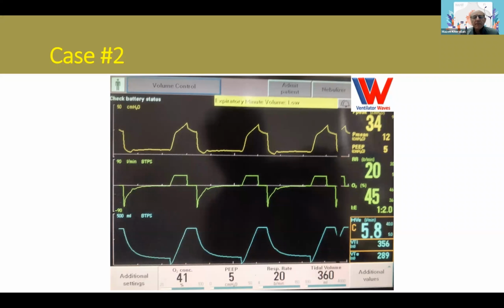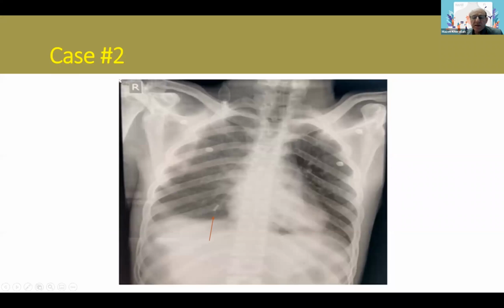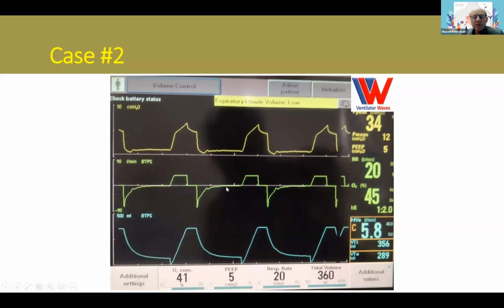And this is after, let me just see, no, this is a different patient also. It represents the same thing. However, this patient is on volume control mode of ventilation. And you can see the same thing. The inspiratory volume is larger than the expiratory volume. And that's why you have the whip here.